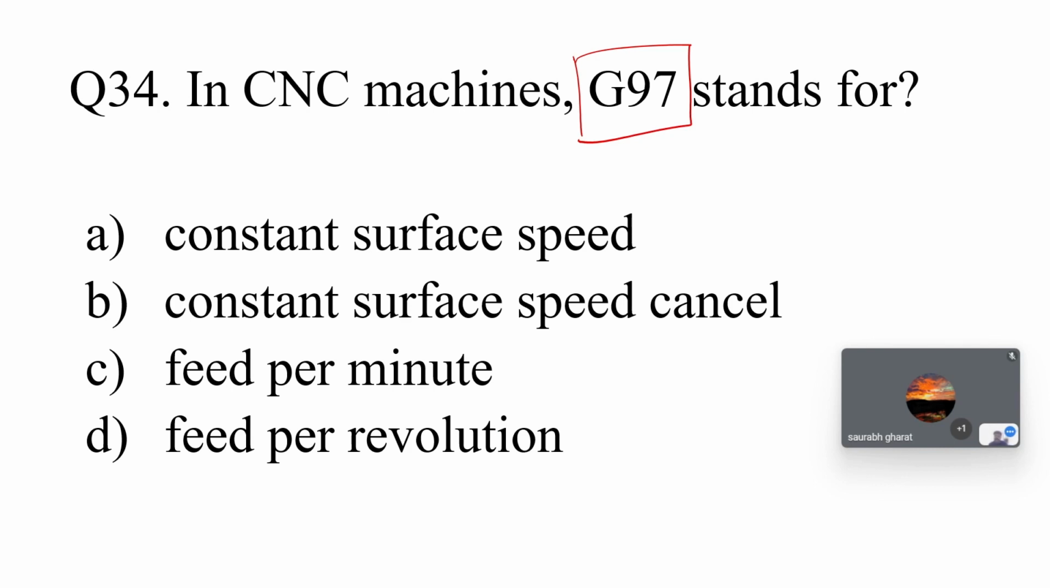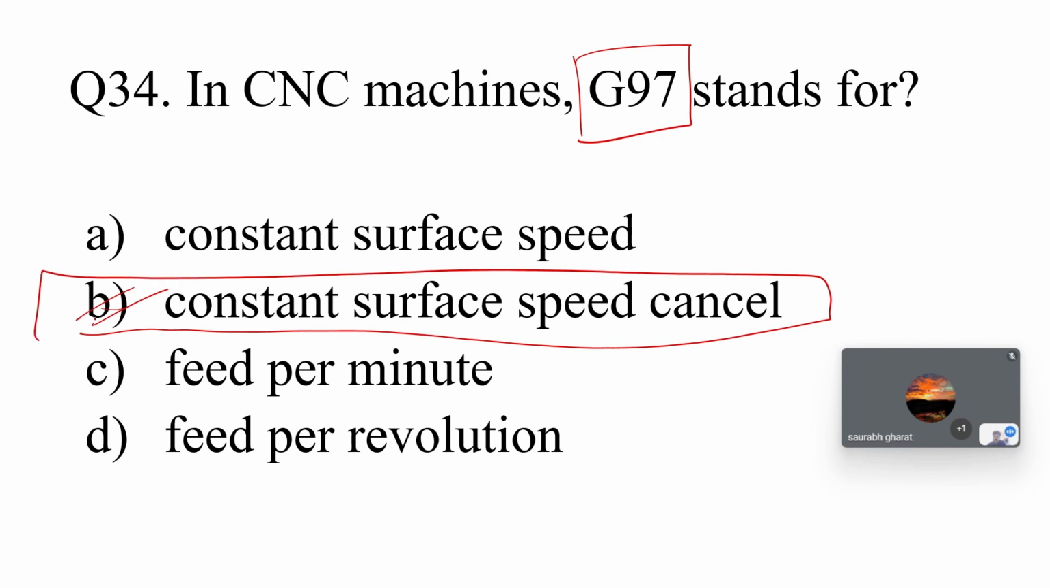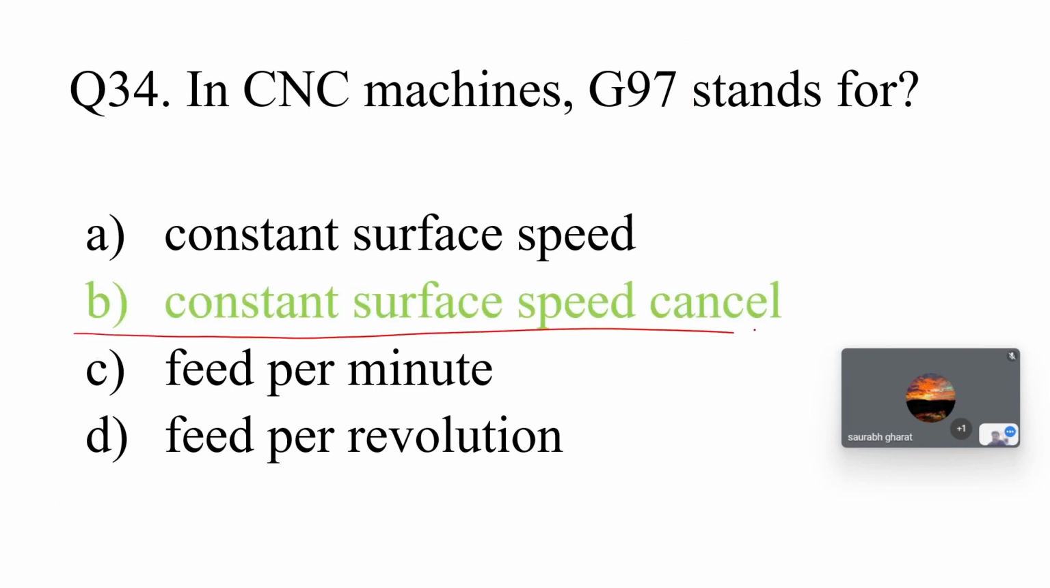If you go to the standard literature or tables, you can get the answer. The correct answer is B, constant surface speed cancel. You have to go to standard tables, literature, and available standard slides. It is very easy, but you have to remember this part. As I told you, these are all standard. So B is the correct answer.